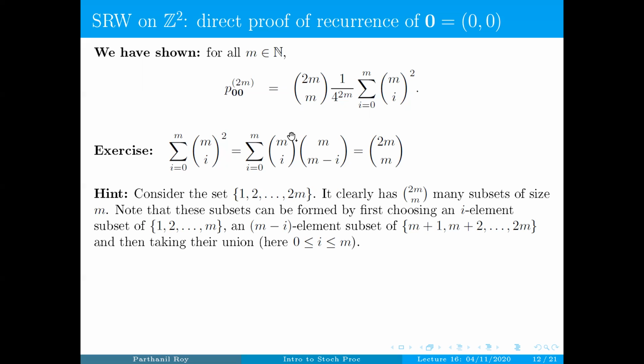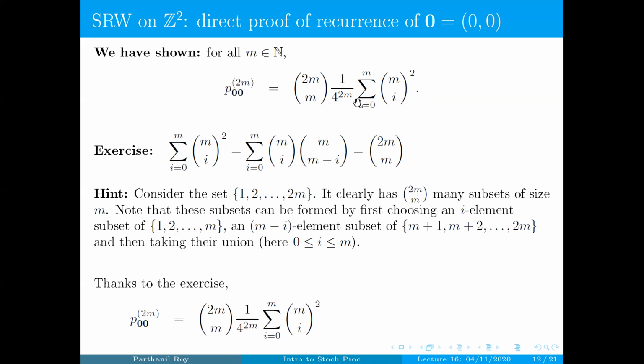The first thing can be done in m choose i many ways. The second thing can be done in m choose (m minus i) many ways, and therefore this will give you this identity. This would be equal to the total number of choices of subsets of size m from this set, which is 2m choose m. So this is the hint, and this is the proof of this exercise. Thanks to the exercise, since this quantity equals 2m choose m, we can just put 2m choose m here. That will give us (2m choose m) squared times 1 over 4 power 2m.